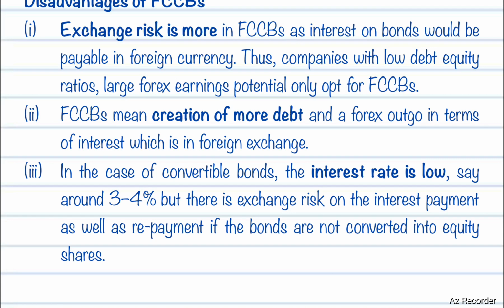Foreign currency convertible bonds mean creation of more debt and a forex outgo in terms of interest, which is in foreign exchange. In the case of convertible bonds, the interest rate is low, say around 3% to 4%, but there is exchange risk on interest payment as well as repayment if the bonds are not converted into equity shares.